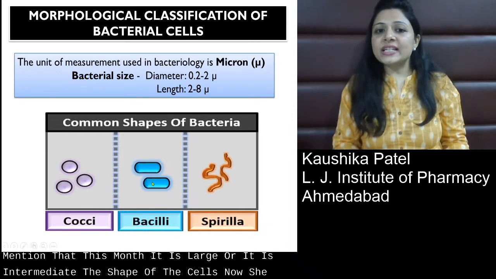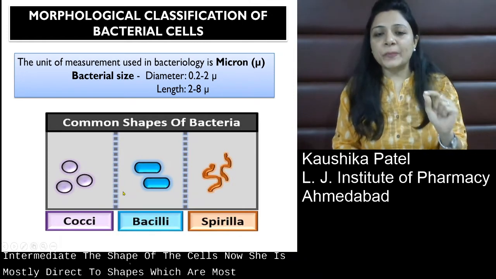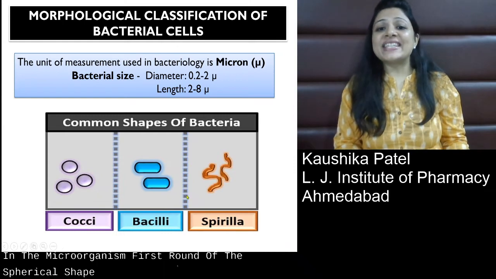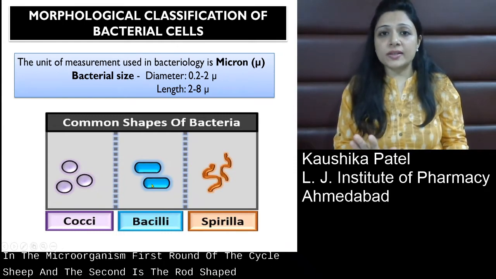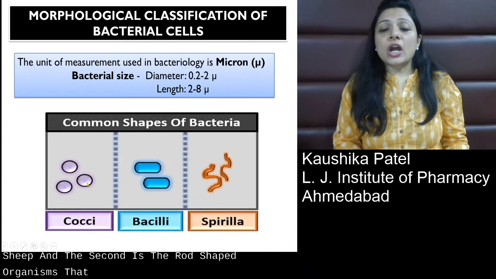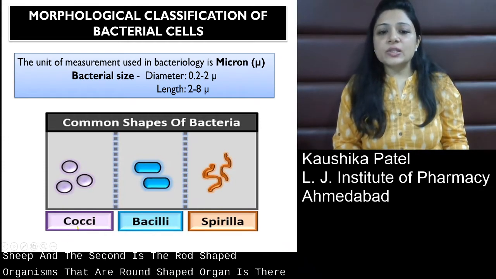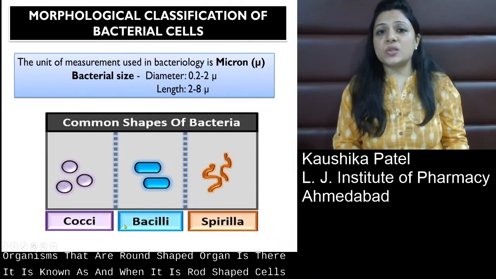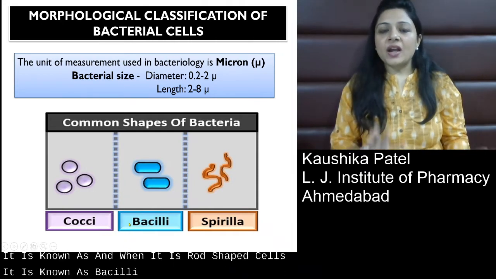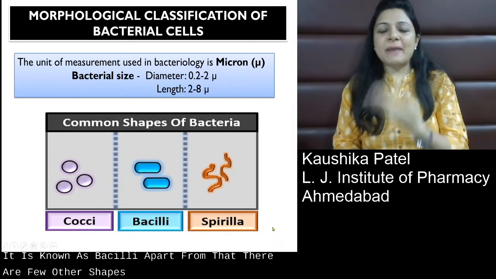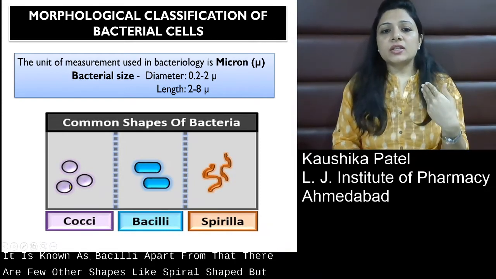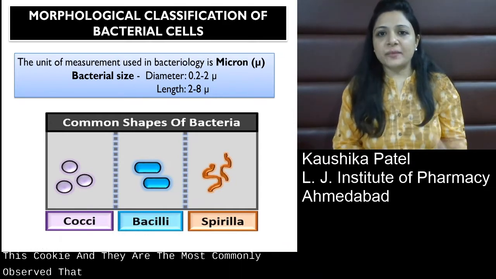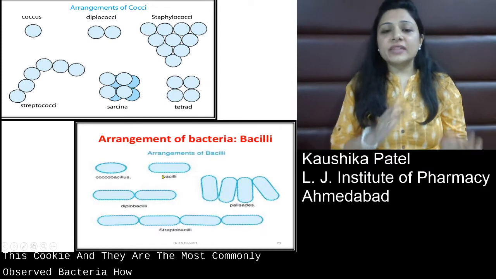Okay, then the next thing that you have to observe is the shape of the cell. Now shape, mostly there are two shapes which are most common in the microorganism. First is the round or the spherical shape, and the second is the rod shaped organisms. Whenever there are round shaped cells, it is known as cocci, and when it is rod shaped cells, it is known as bacilli. Apart from that, there are few other shapes like spiral shape, but this cocci and bacilli, they are the most commonly observed bacteria. So now how they are arranged.